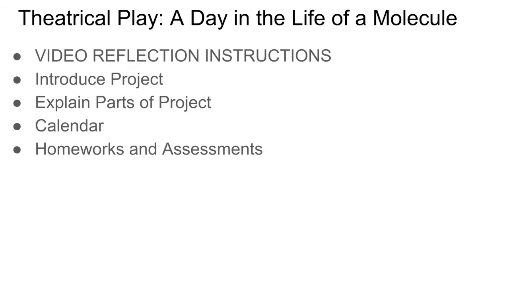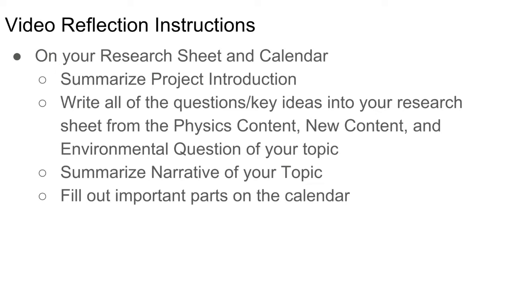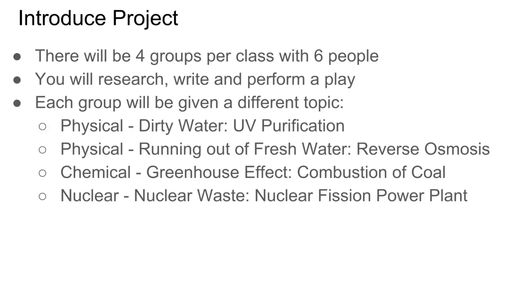Okay, so the instructions for your video reflection: you should have your research sheet and calendar in front of you, and on that you need to summarize the project instructions. You need to write all of the questions and key ideas into your research sheet from the physics content, new content, and environmental questions for your topic. On that research sheet, it should have a T chart, and on the left side of the T chart is where you're going to write all of the questions and key ideas. You're going to summarize the narrative of your topic, because each topic is going to have a narrative, and then you're going to fill out the important parts of the calendar.